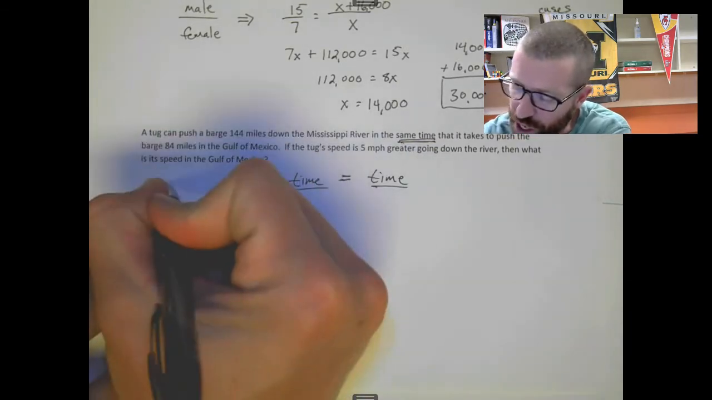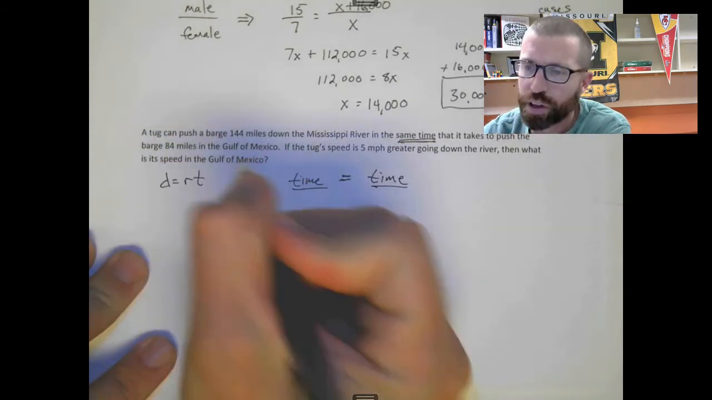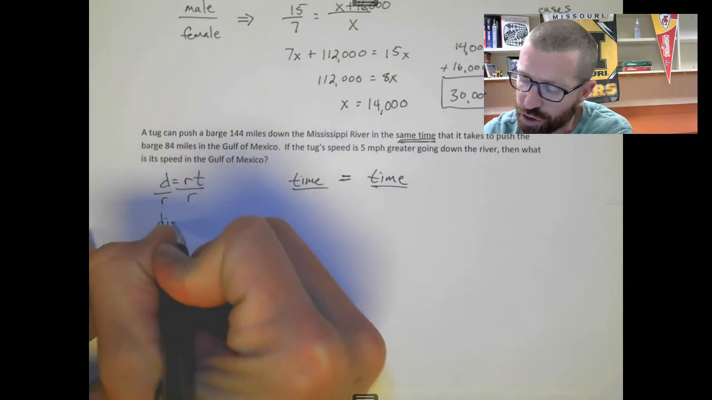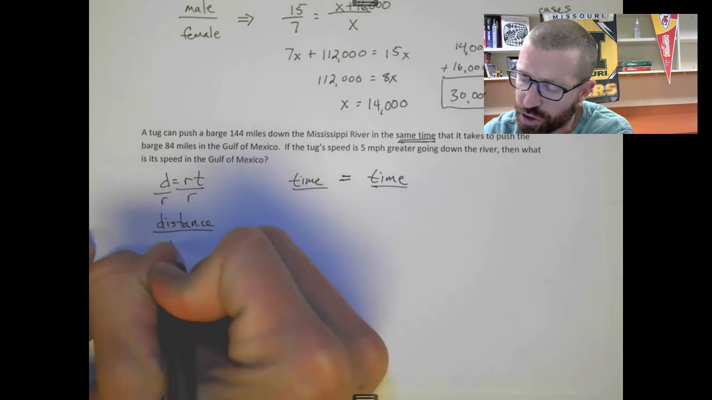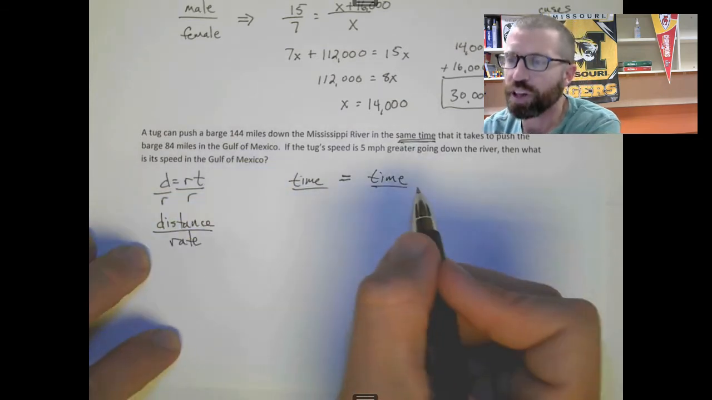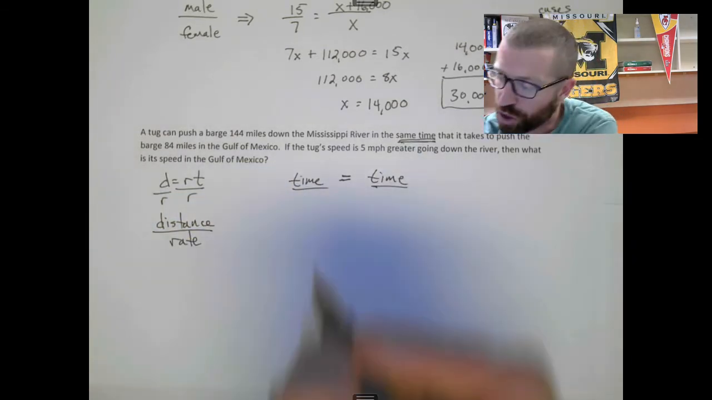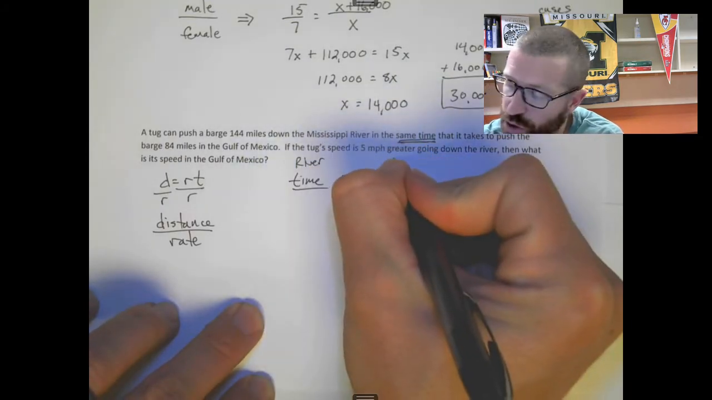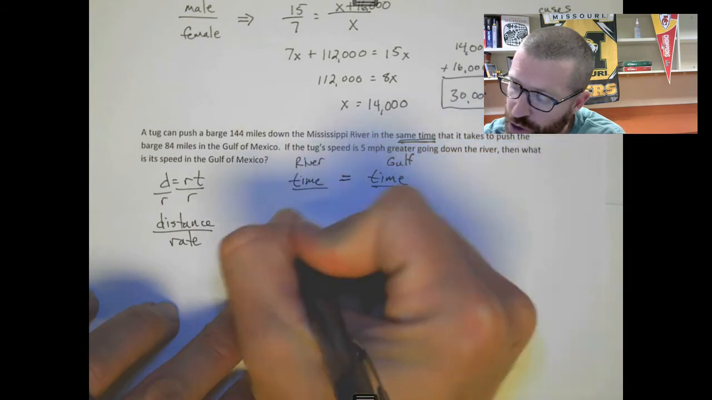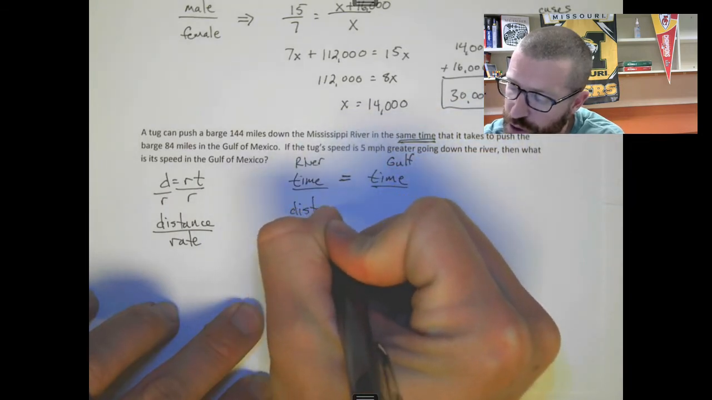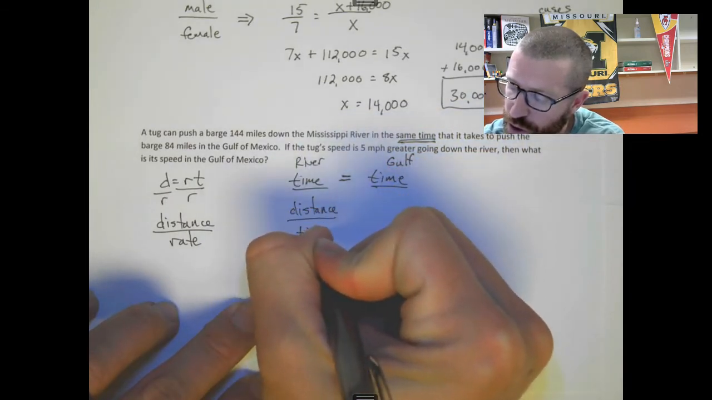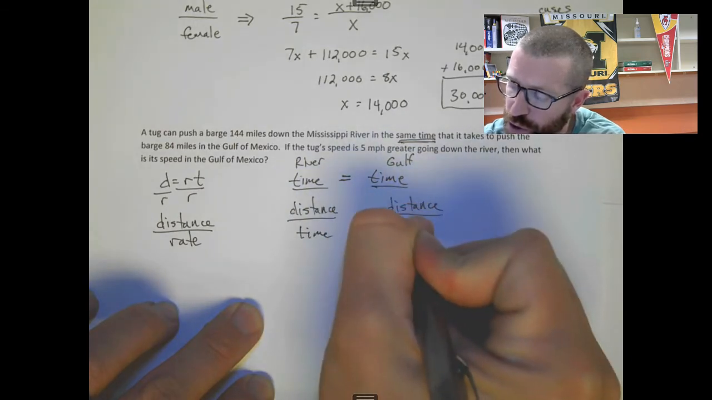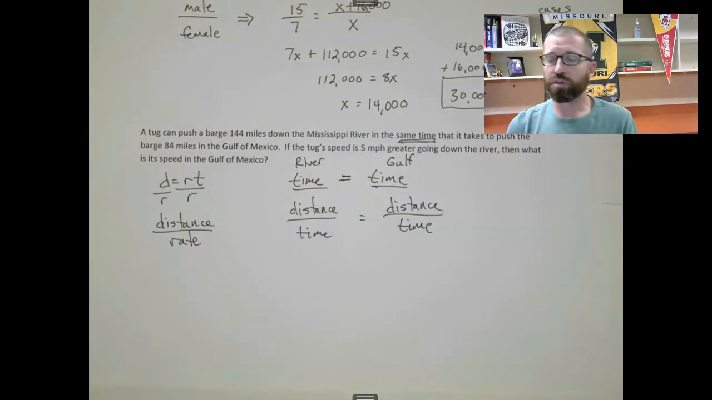Well, we know distance is rate times time. And so if I divide both sides by r, then I know distance over rate is equal to time. So that's what we're going to set up for our ratio. Let's call this one the river, the left side, and the right side the Gulf. And so we have distance over time for the river is equal to distance over time for the Gulf. And now we have the bones of our equation, and we need to figure stuff out.